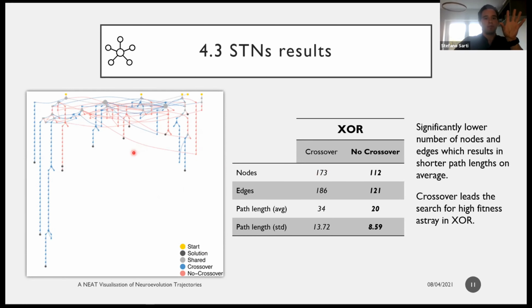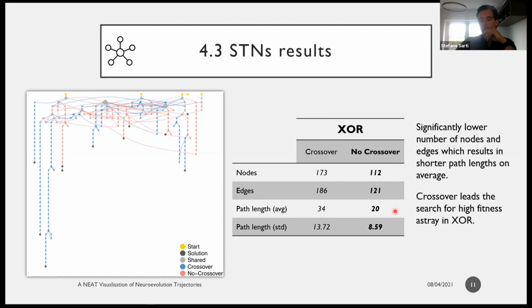We did not just stop at just visualizing this. We wanted to move forward to confirm. As I mentioned in our method, we decided to extract the metrics related to this STN model that you see. And we were able to confirm the results that there are fewer nodes, fewer edges than the crossover variant, and therefore the path lengths are shorter on average.